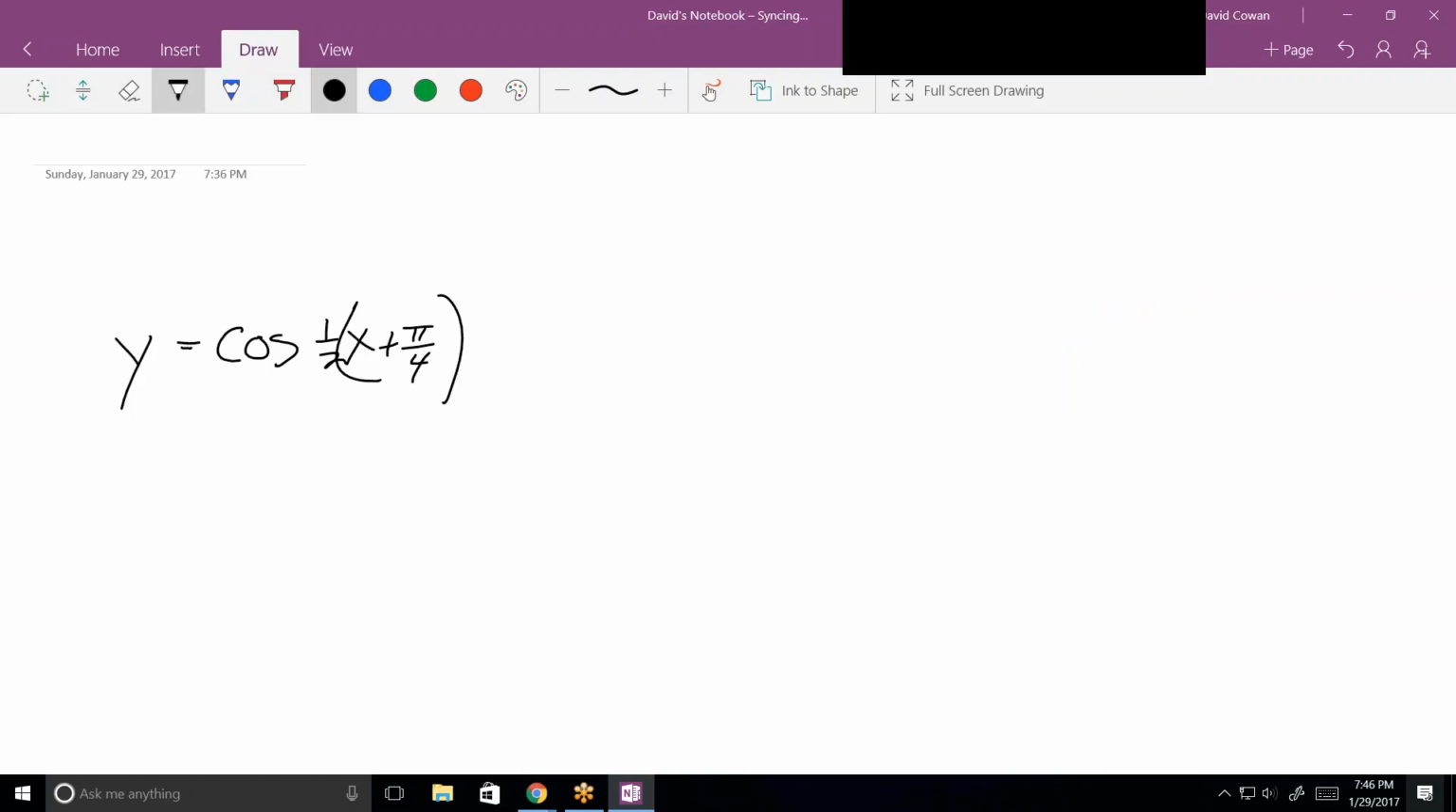First of all, there's two things going on here. What are they? A vertical shrink. Right? No? And a horizontal shift. Actually not. Interesting. Very interesting.